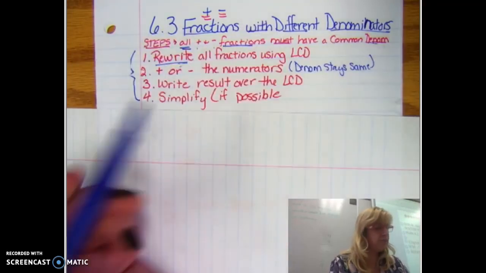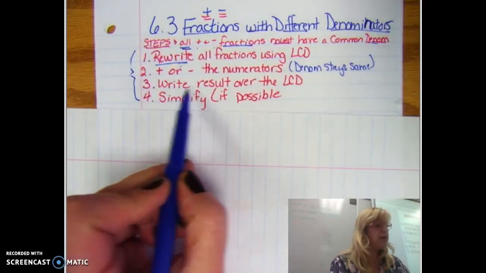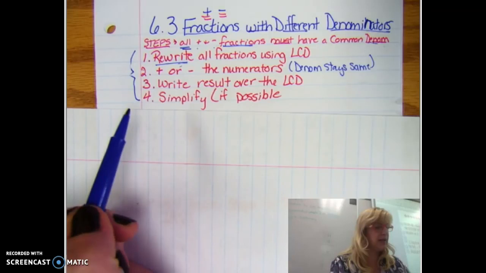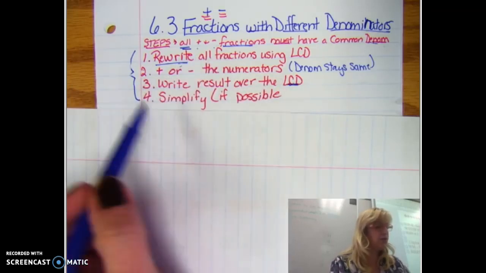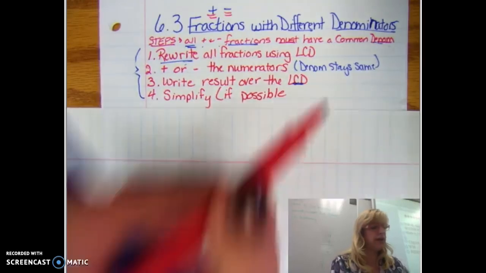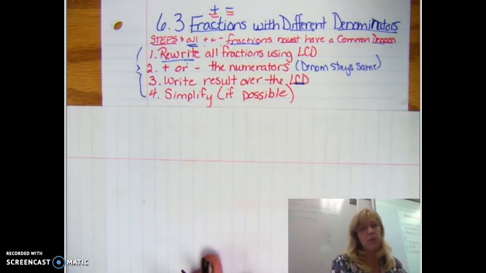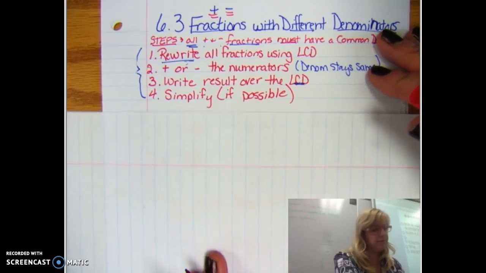Once you're at the lowest common denominator, you write the result over that lowest common denominator, which is the same as what you changed it to. And then you simplify only if possible. Sometimes it's already simplified and you cannot.